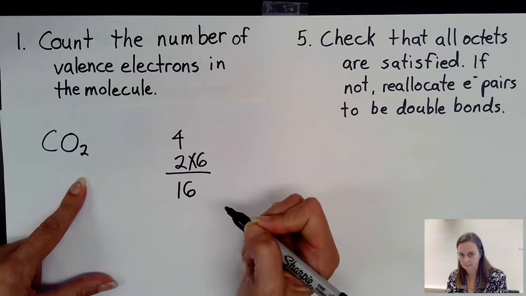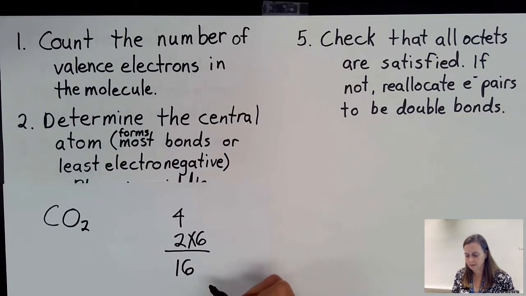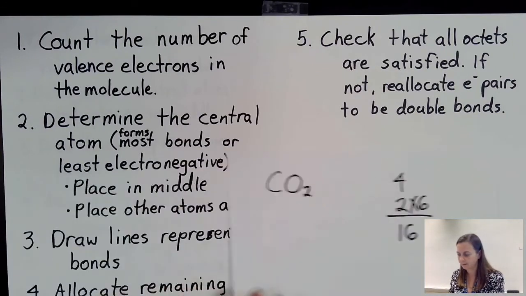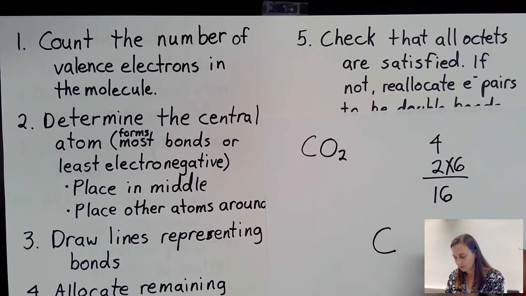So, next thing we're going to do is determine our central atom. Carbon forms 4 bonds, so we're going to put carbon in the middle. So we have carbon here in the middle. We're going to place the other atoms around it, so we're going to put the oxygen on either side.